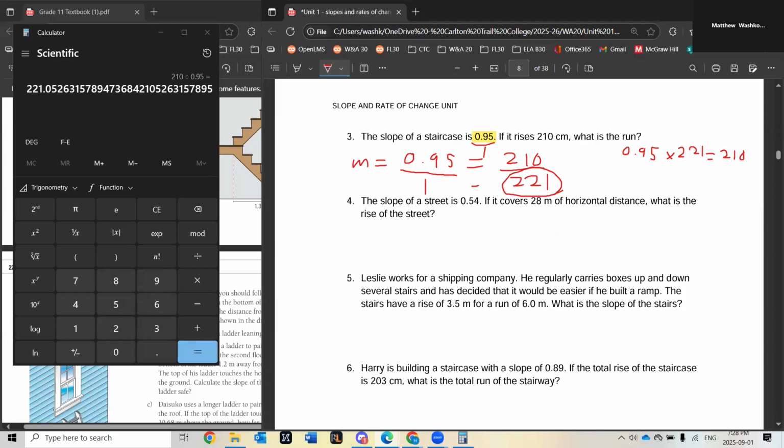So again, what I kind of did there was there's a little invisible one under there. There's a little invisible one under any number. If I give you the number 5, you can go 5 over 1. That's the same thing as 5, right? So just make note of that. That comes into play a couple times.